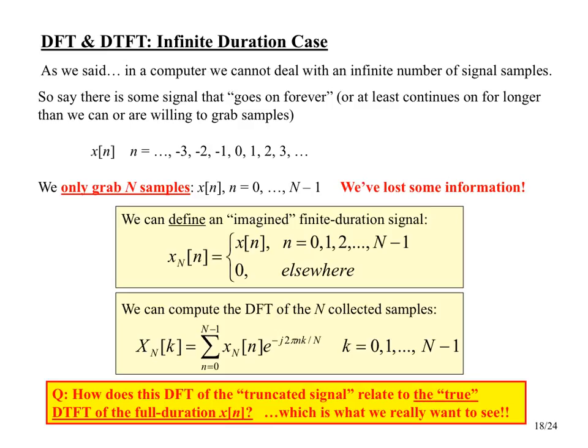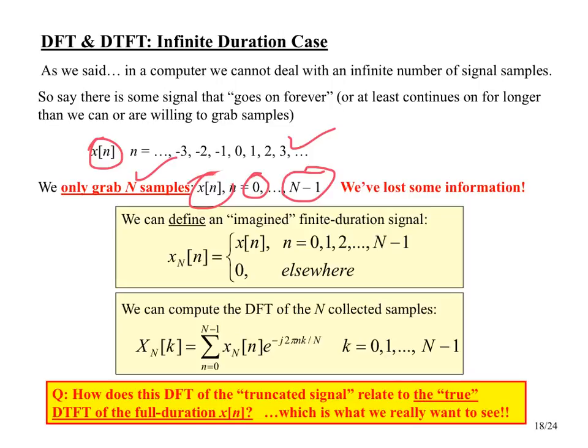And now we want to talk about the infinite duration case. So we cannot, in a computer, collect infinitely many samples. First of all, we don't have enough space. Secondly, we don't have enough time to wait. So suppose we've got some signal that we're imagining goes on forever, or at least longer than we're willing to collect samples. And suppose when we start collecting samples, we'll define that to be n equal to 0. And so we collect from n equal to 0 out to N minus 1. And so we've grabbed N samples.